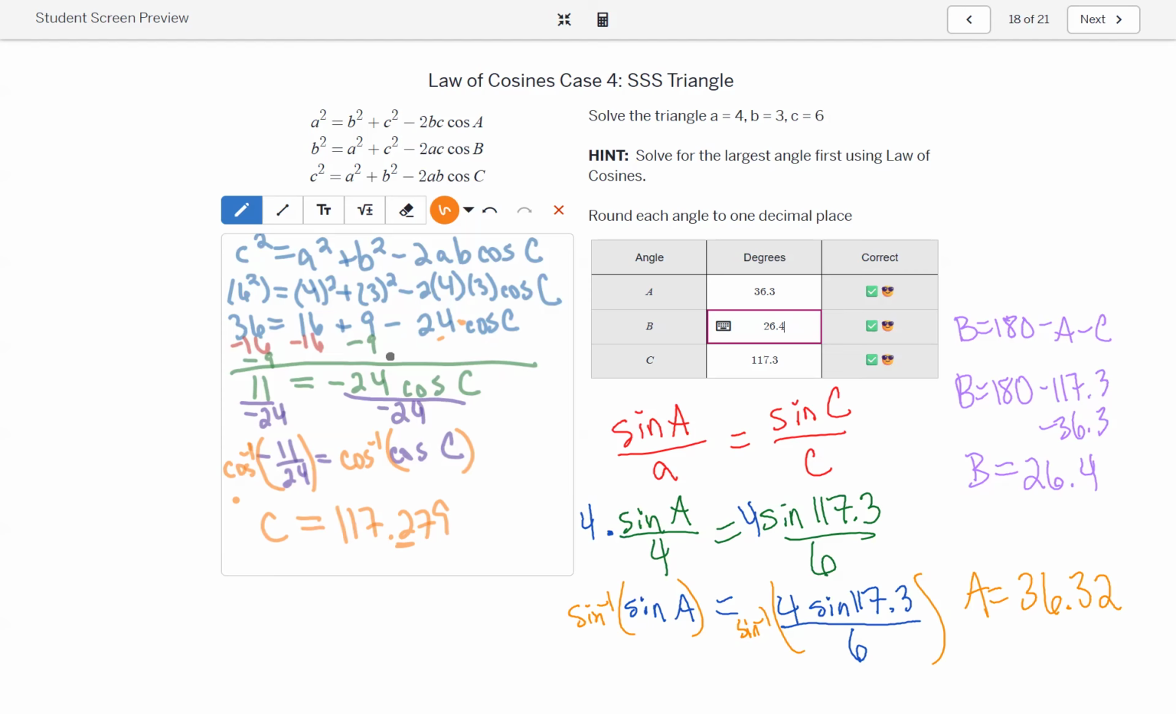But yeah, because the 24 is attached to the cosine C, it's being multiplied. So we have to use division to get rid of it. And we want to use division when everything else is on the other side.